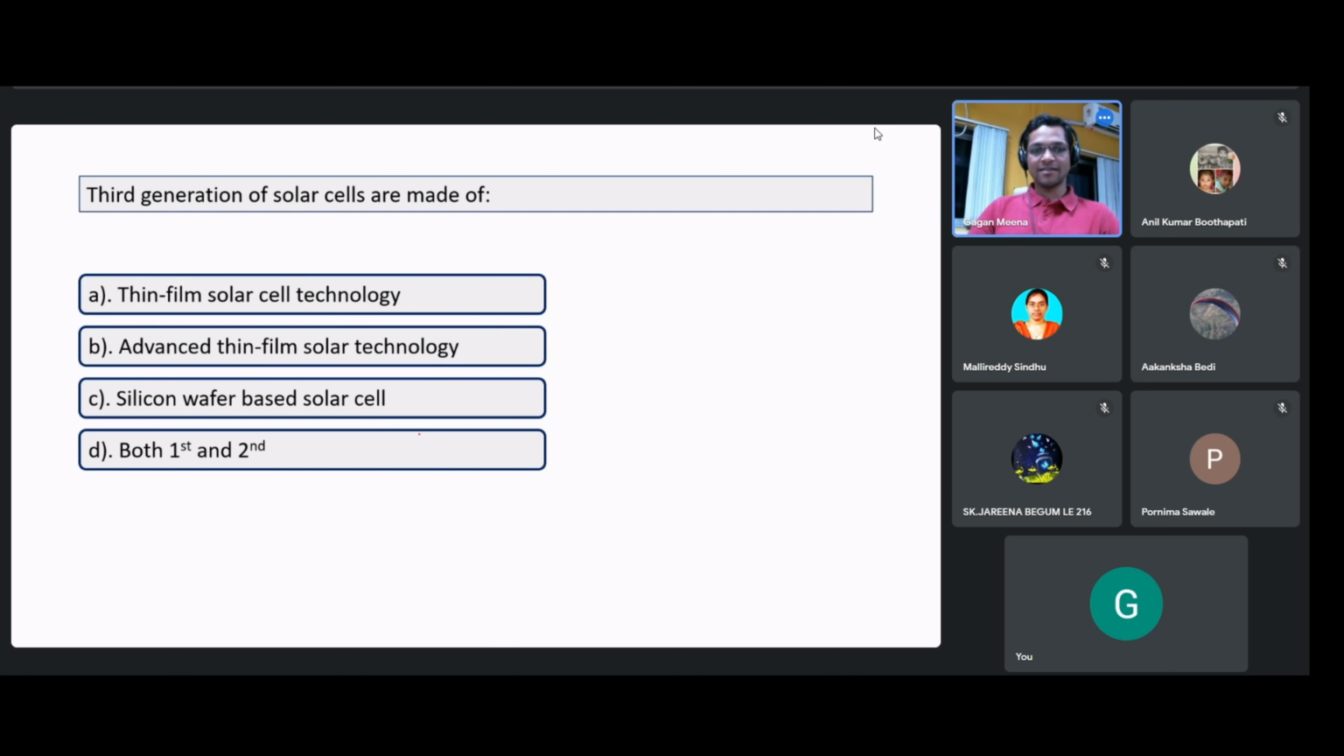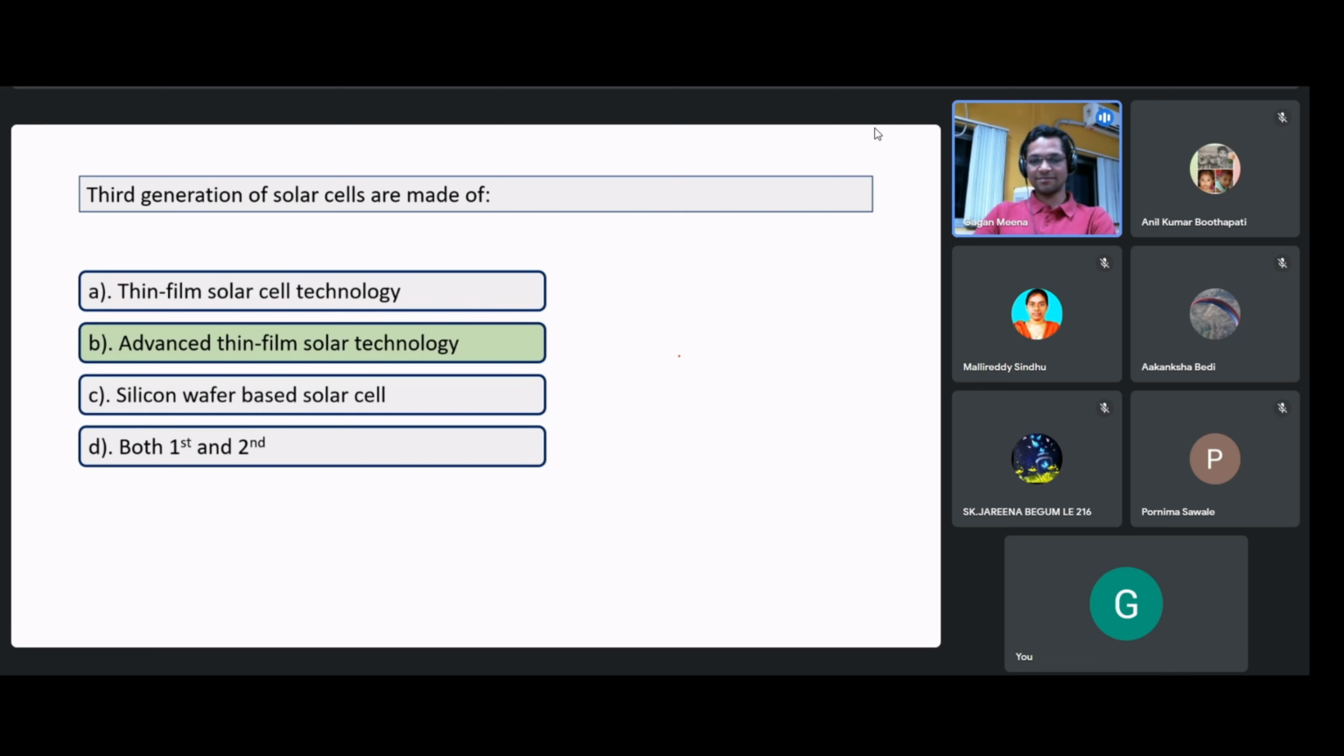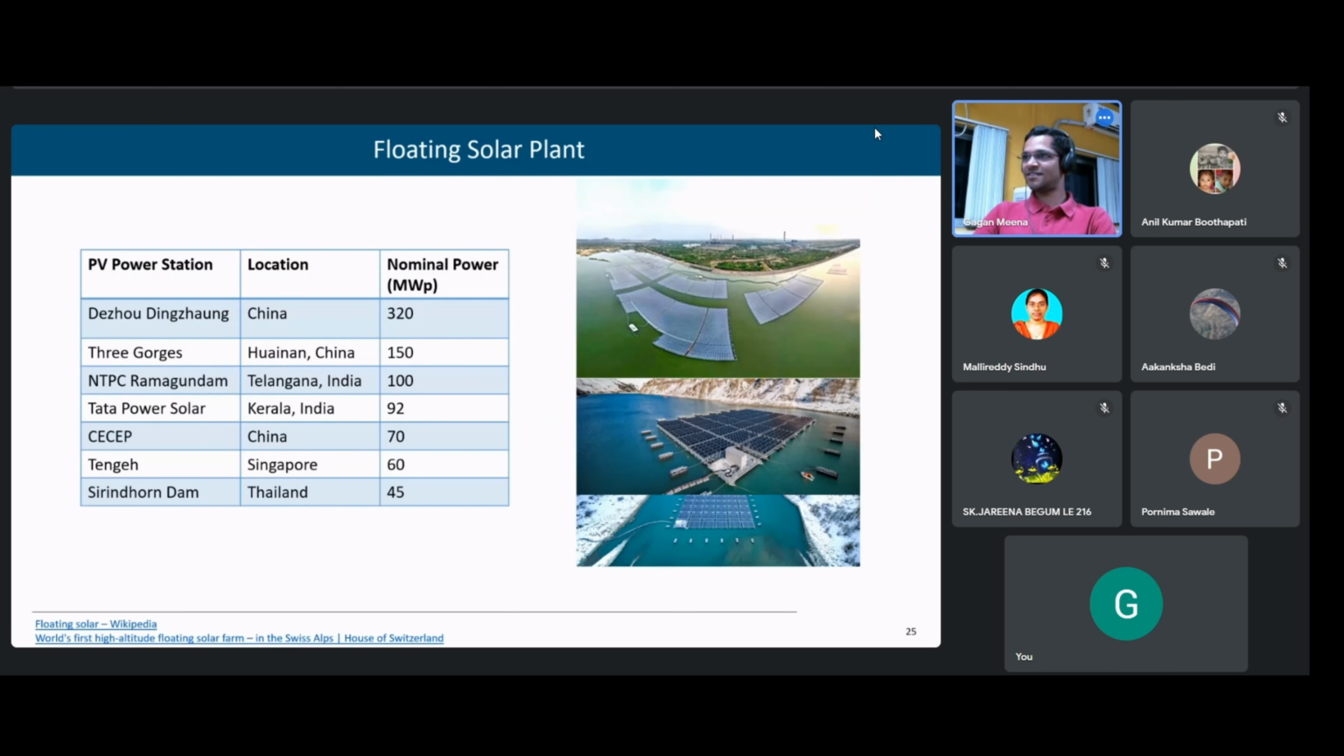The first generation is the silicon wafer based solar cell. Then we had this multi-layer thin film solar cell. Then the third generation is this advanced thin film solar technology. Now we will see some new technologies from a solar perspective. Here I think you would have heard of these floating solar plants.